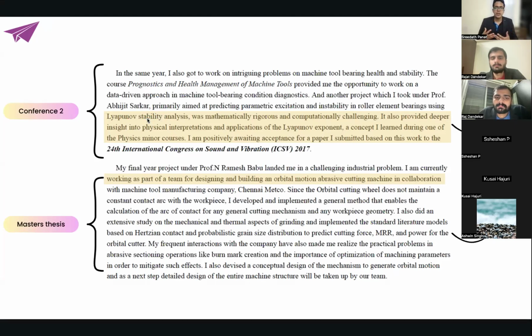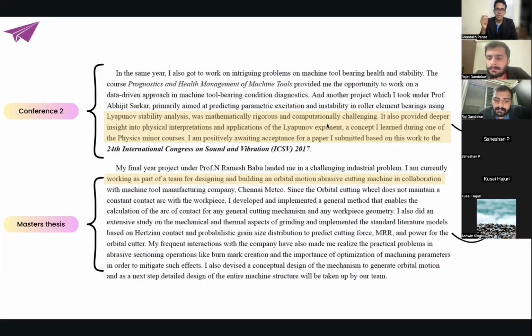It was a simulation of a small rolling element bearing, and the concepts that I used more were from physics. So a concept called the Lyapunov exponent, which I learned from my minor in physics, was directly borrowed here, and we could do some very good work.